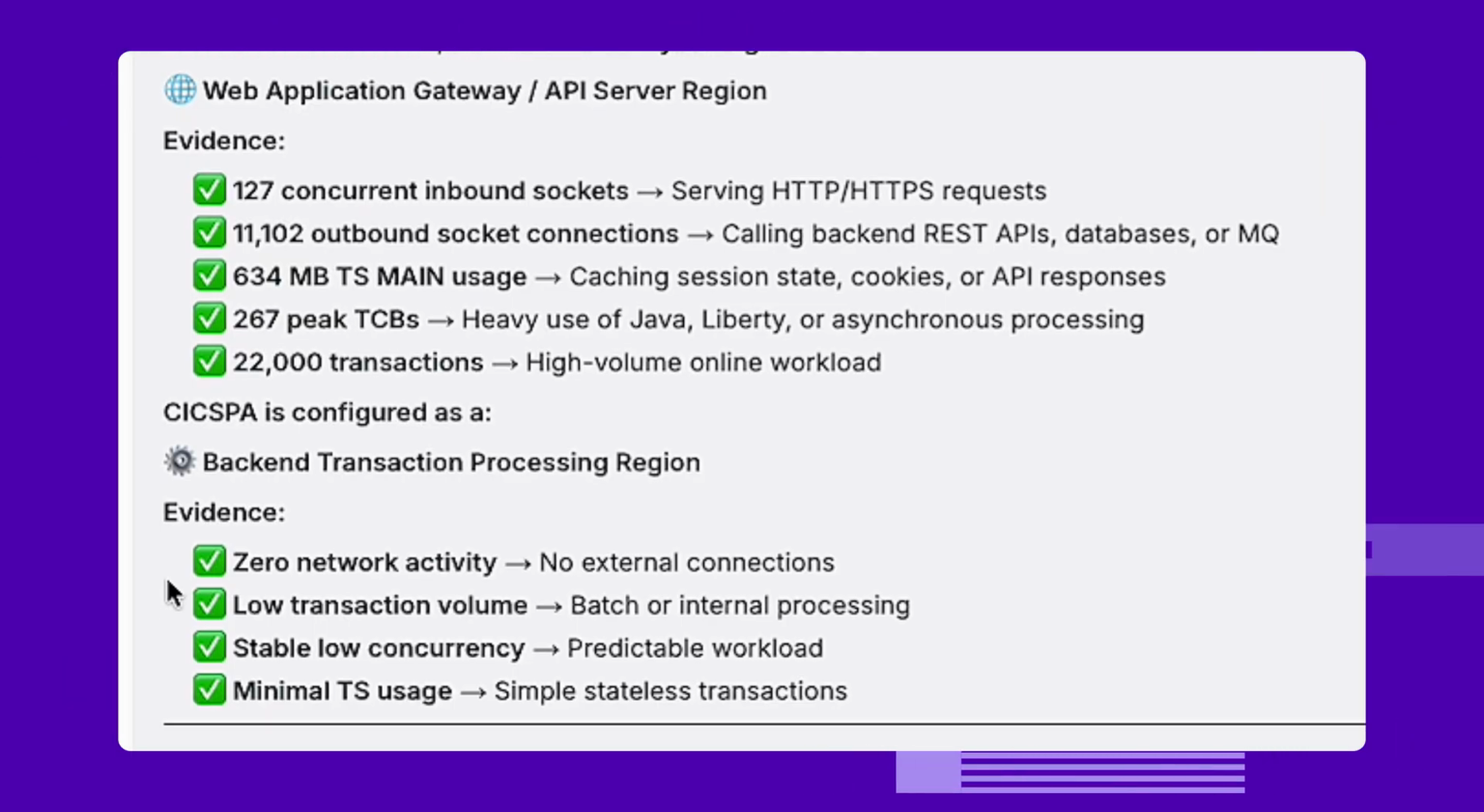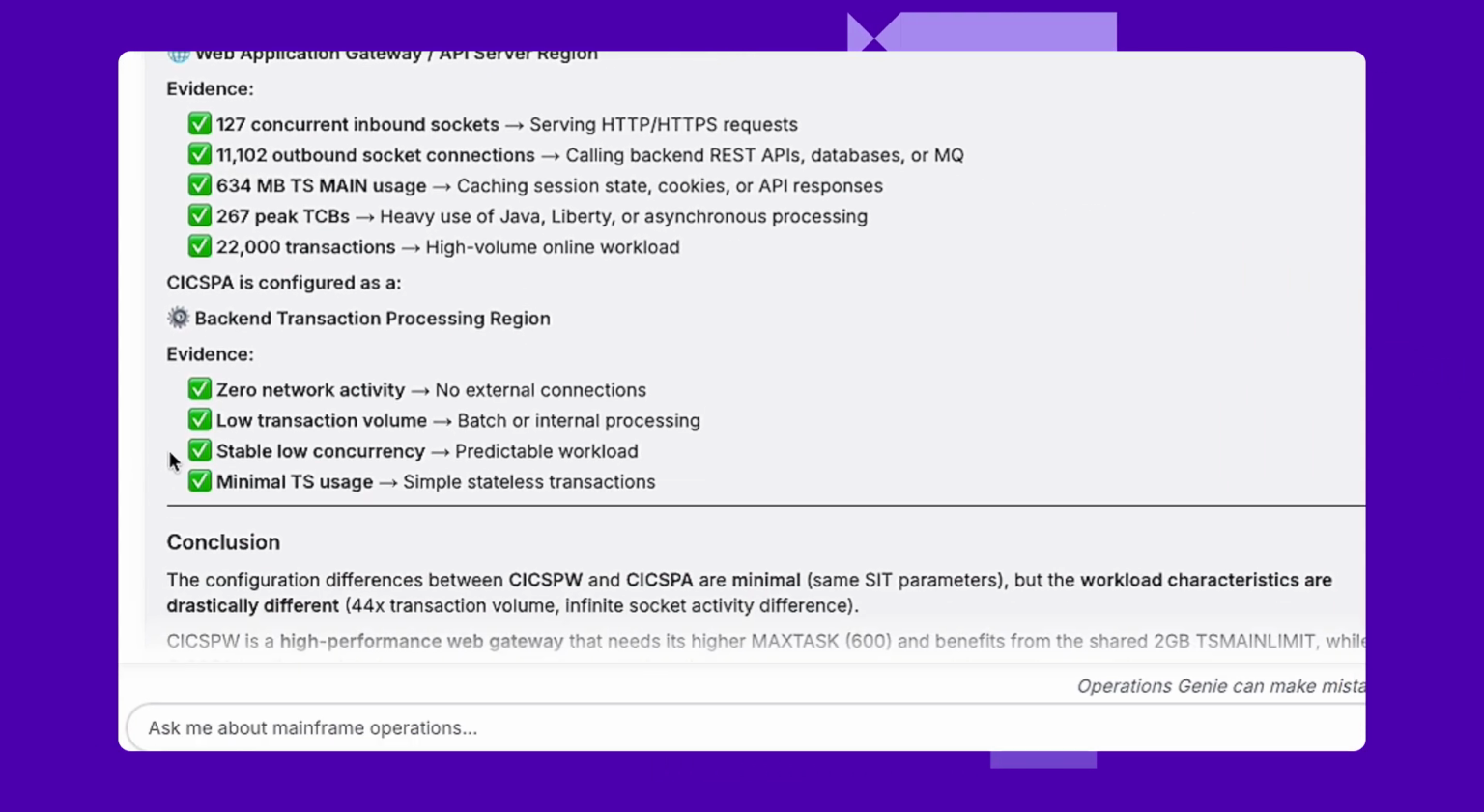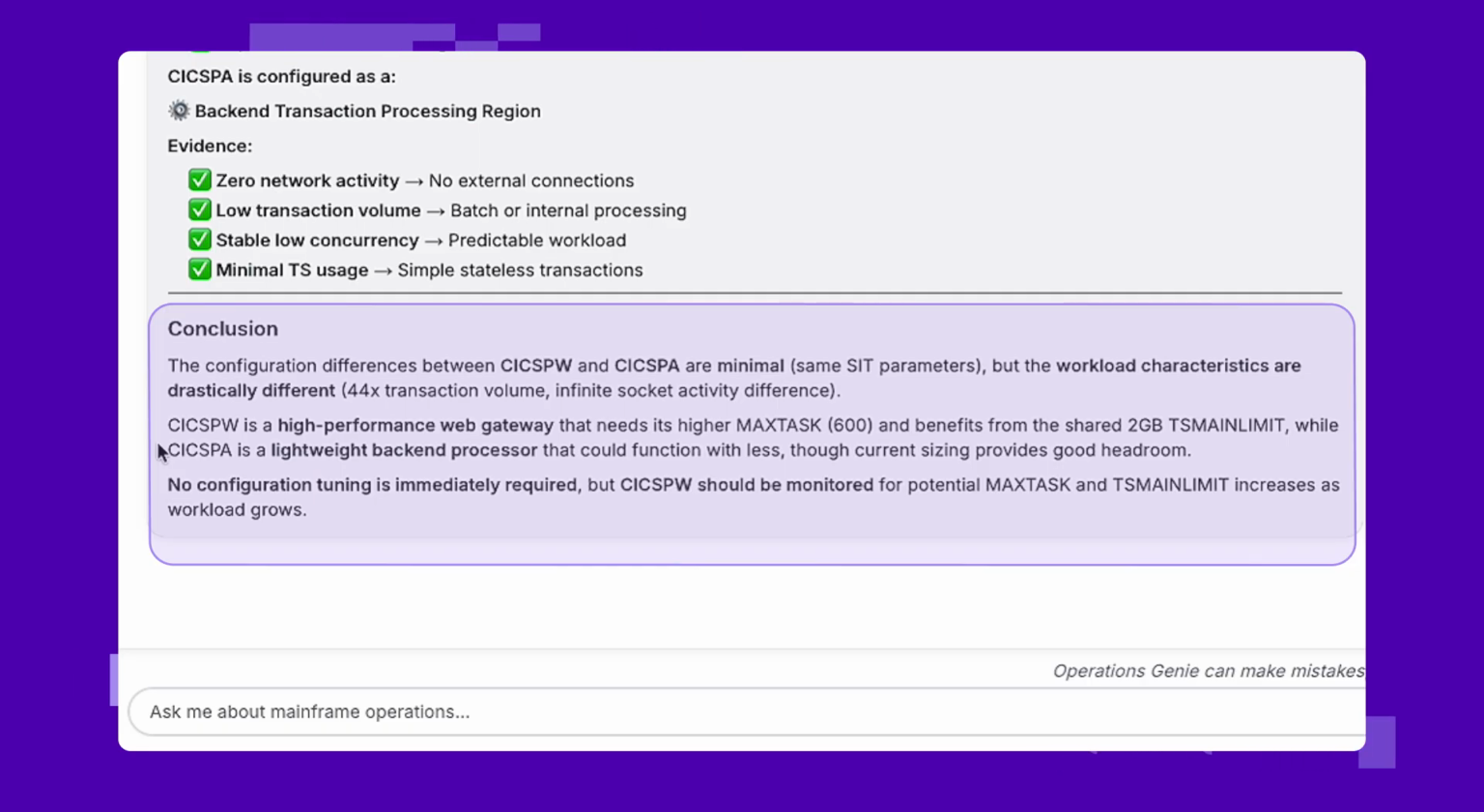Primarily, this is because they serve different functions. CICS PW is configured as a web application gateway or API region, whereas CICS PA is a back-end transaction processing hub, whose workload is lower and more predictable. It finalizes with a conclusion that no immediate configuration changes are suggested, but to monitor CICS PW for growth, in which case some settings may need to be increased to accommodate that.